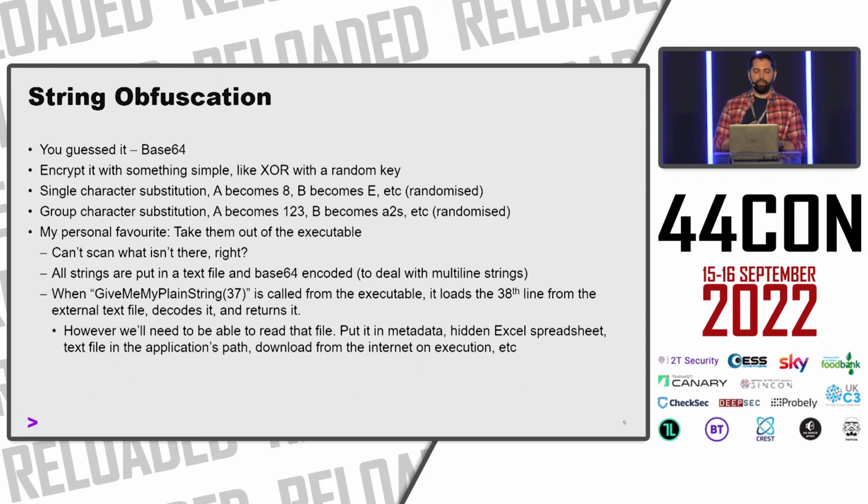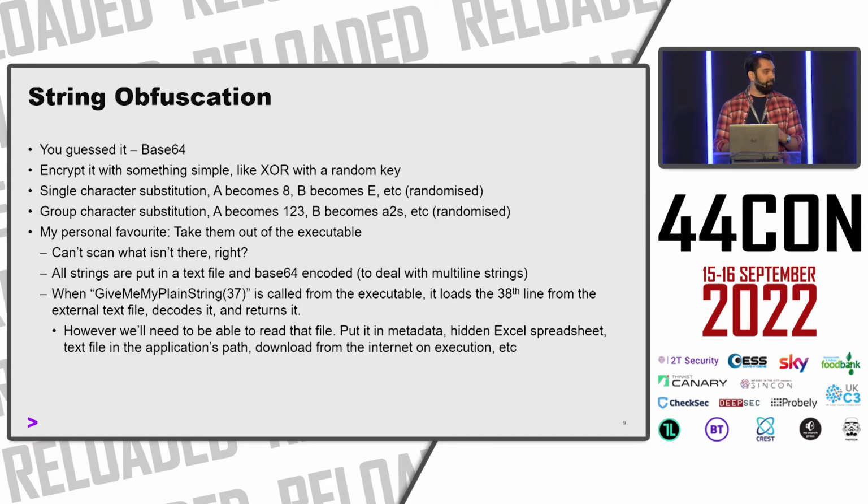What it does is it takes all the strings, base64 encodes them to deal with multi-line strings, and then puts them in a file. And then when you say, give me line 7, it will take line 7, bring it back, decode it, and you can use it easily. However, the caveat is that you will have to have the file somewhere where it's accessible from your obfuscated target.